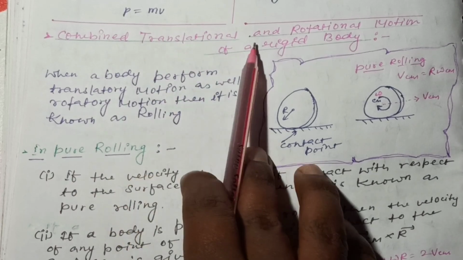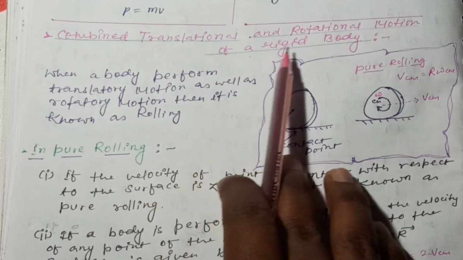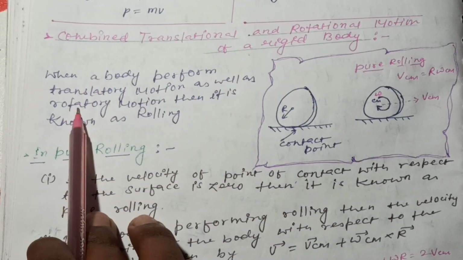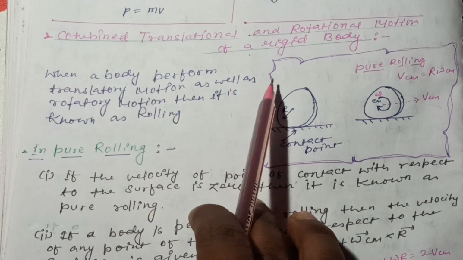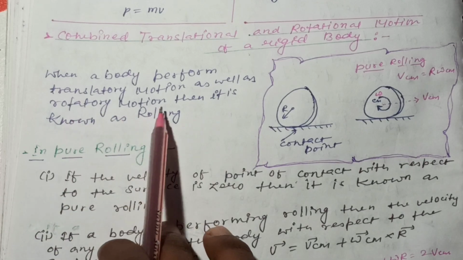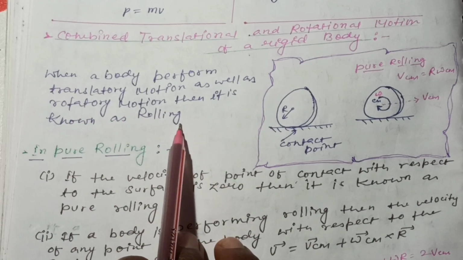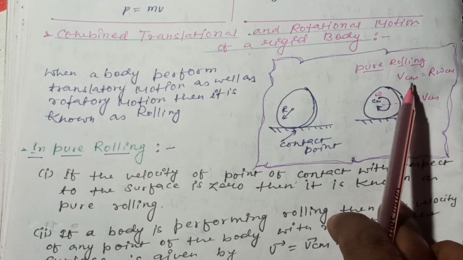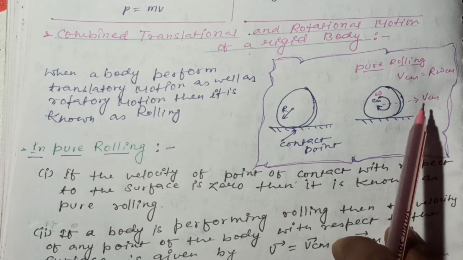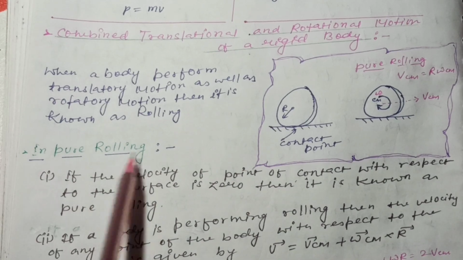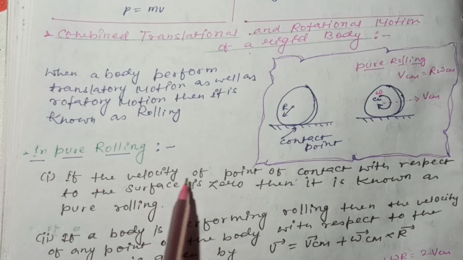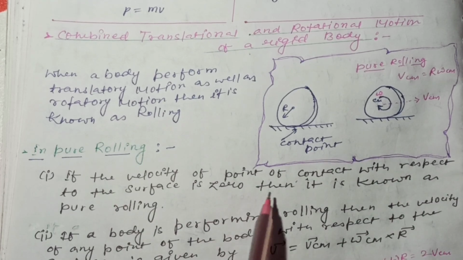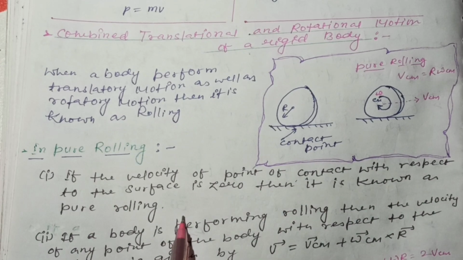Combined translational and rotational motion of a rigid body. When a body performs translatory motion as well as rotatory motion, it is known as rolling. At the contact point, for pure rolling, V center of mass is equal to R omega. In pure rolling, if the velocity of the point of contact with respect to the surface is zero, then it is known as pure rolling.